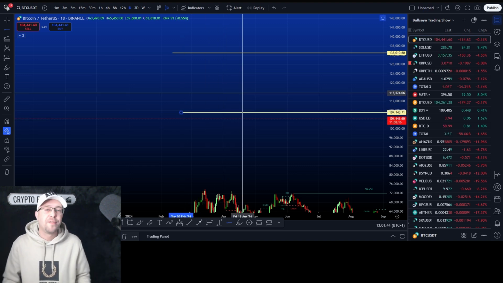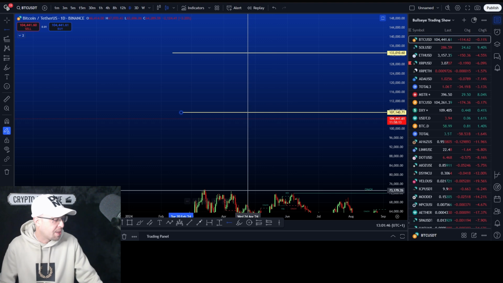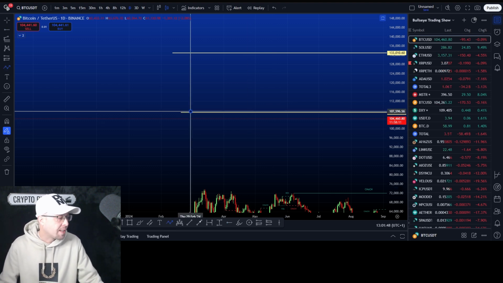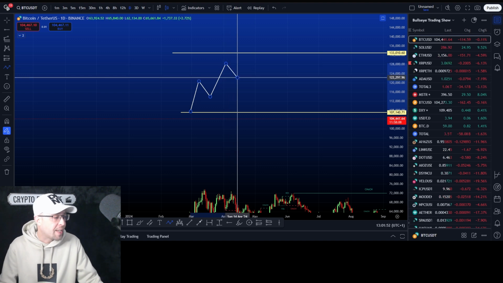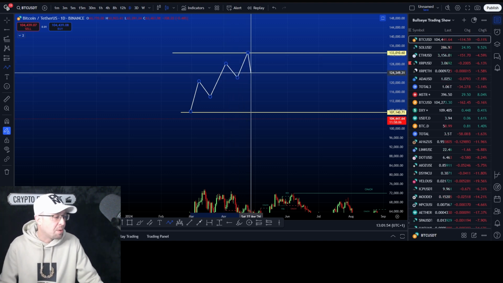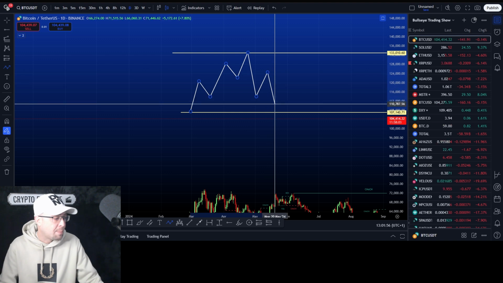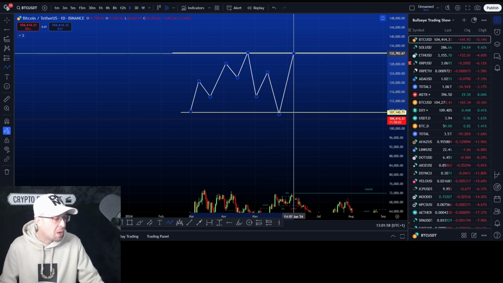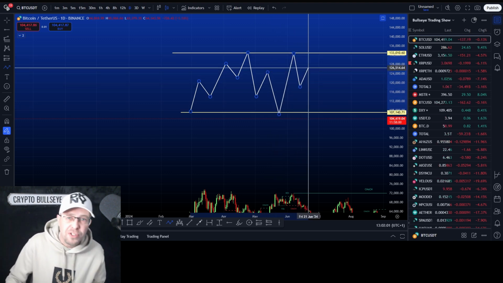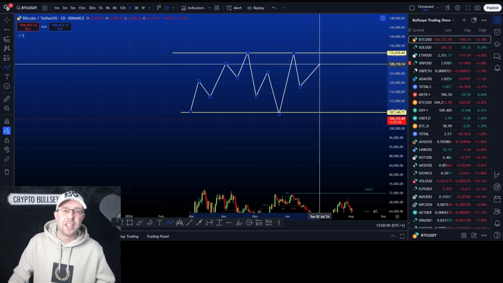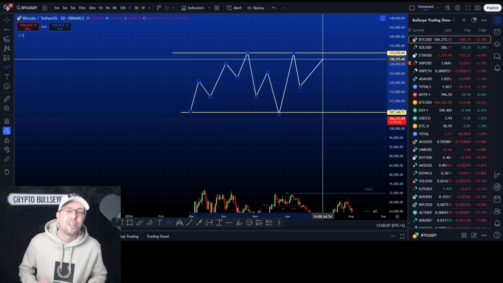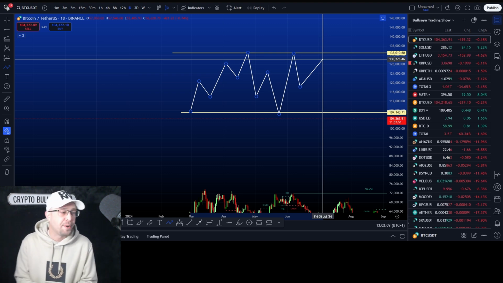You've got a support line and you've got a resistance line, and then price action does things like this. When you're trading between a range, you get your tops and you get your bottoms, your tops and your bottoms, until ultimately you break out. So remember, guys, you bang on the ceiling and you bang on the ceiling. The more times you bang on the ceiling, there's a higher chance of you breaking through.